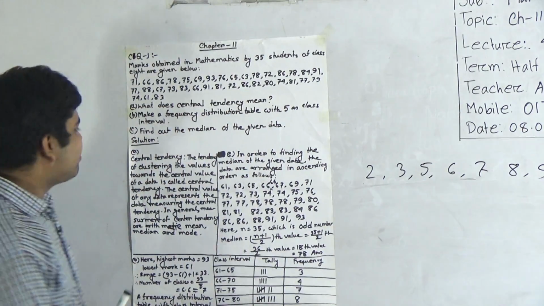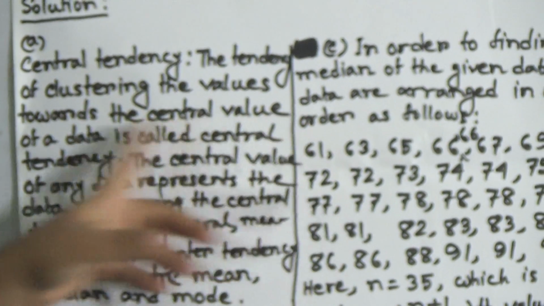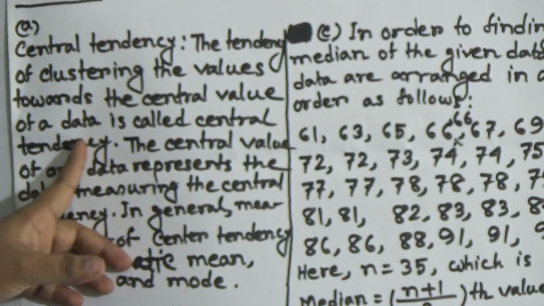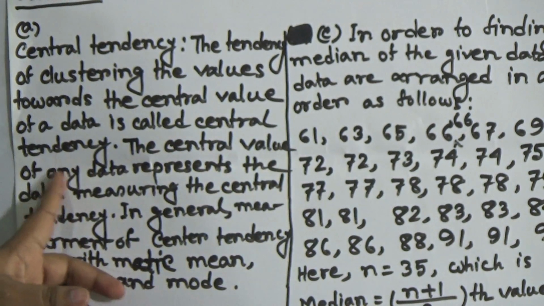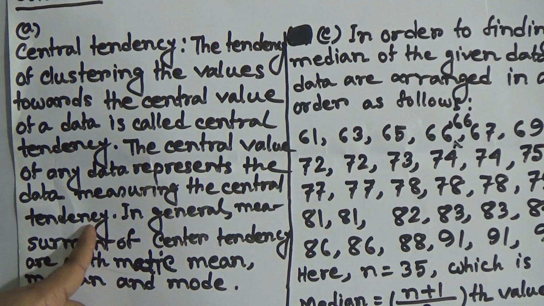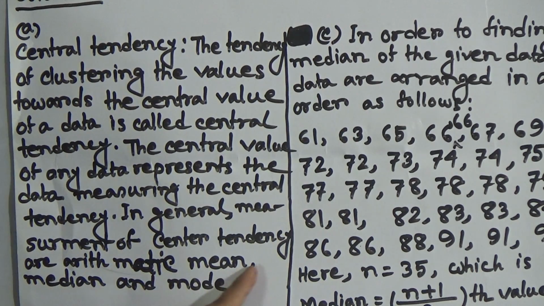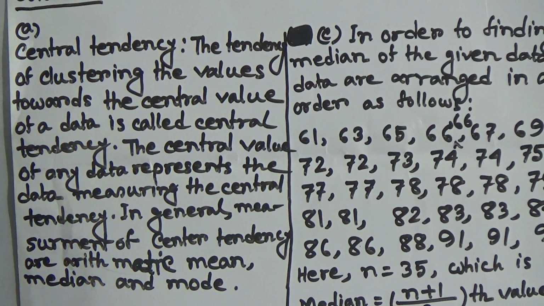So, I read this central tendency again. The tendency of clustering the values towards the central value of a data is called central tendency. The central value of any data represents the data, measuring the central tendency. In general, measurements of central tendency are arithmetic mean, median and mode.